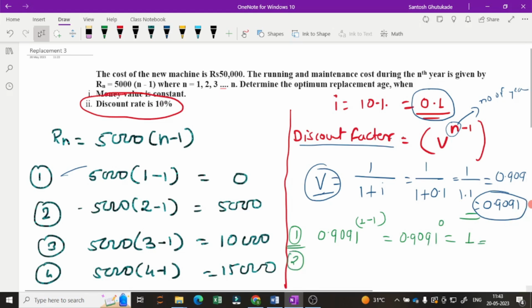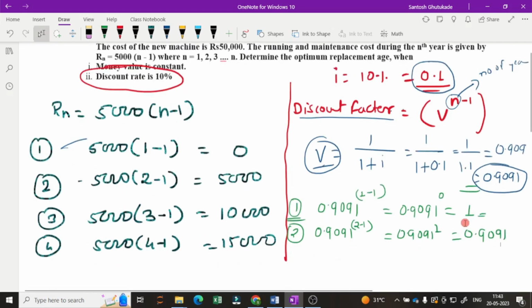Then similarly for the second year, 0.9091 raised to, now here n is the number of the year, so for the second year, 2 minus 1, that is 1. So 0.9091 raised to 1 stays as it is, 0.9091. So this is for the second year.